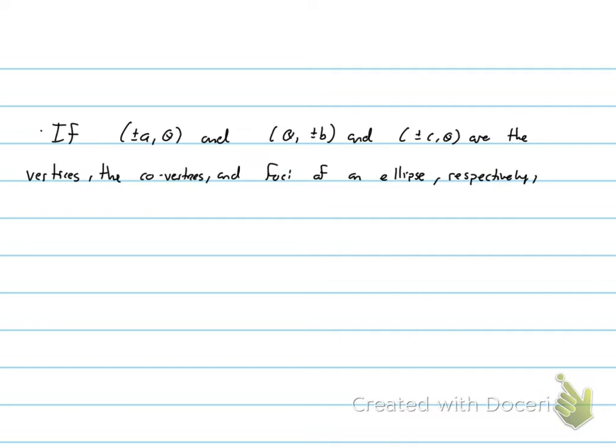This will be important for doing the next problem. If plus or minus a, comma 0, and 0, plus or minus b, and plus or minus c, 0 are the vertices, the co-vertices, and foci of an ellipse, respectively, then c squared equals a squared minus b squared. This is leading into the Pythagorean theorem, which we could talk about a little bit more tomorrow in class. But know this formula. Knowing this formula is going to help us find either a missing focus point, vertex, or co-vertex. So again, I would make sure this formula is written down too.